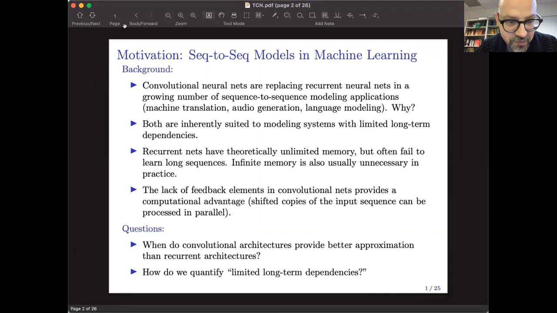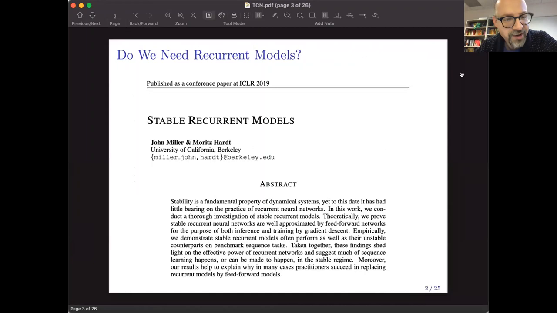Okay, so the question whether we need recurrent models at all pops up from time to time. This is a paper from ICLR 2019 by John Miller and Moritz Hardt about stable recurrent models. And the title says stable recurrent models.